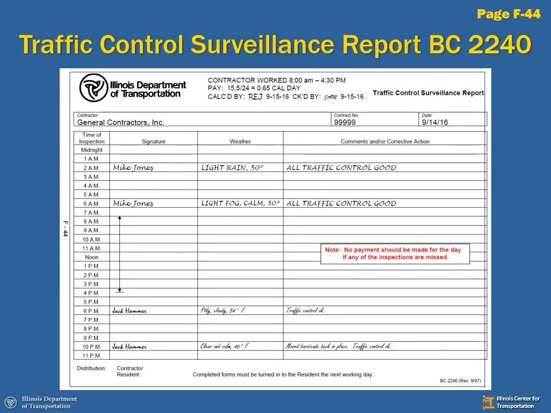Here on page F44 in the doc guide, we have the Traffic Control Surveillance Report, or the BC 2240. The contractor has indicated the period where they work. They're working between 8 and 4:30, so that's their normal shift. Outside of that is when we need surveillance. So from 4:30 p.m. up until midnight, and then again up until the time they come back to work the next time. We're going to count all those hours up, and that's what we're going to pay for surveillance, as long as they come out at least every 4 hours.